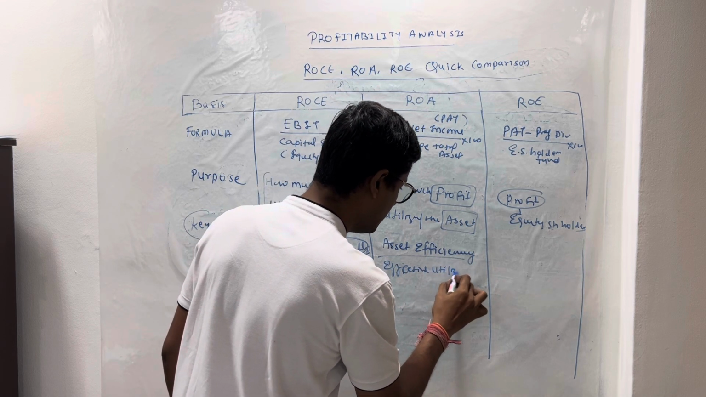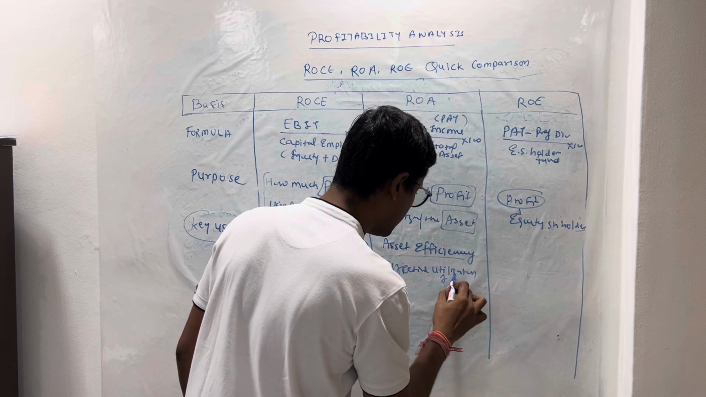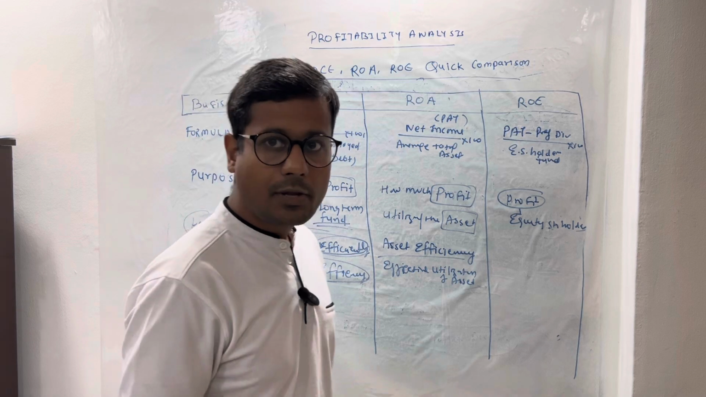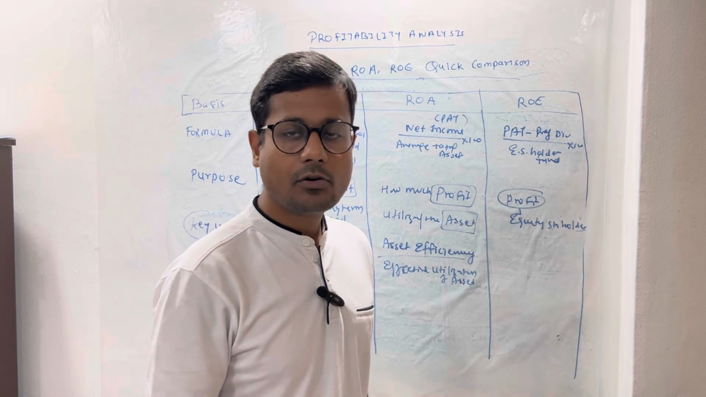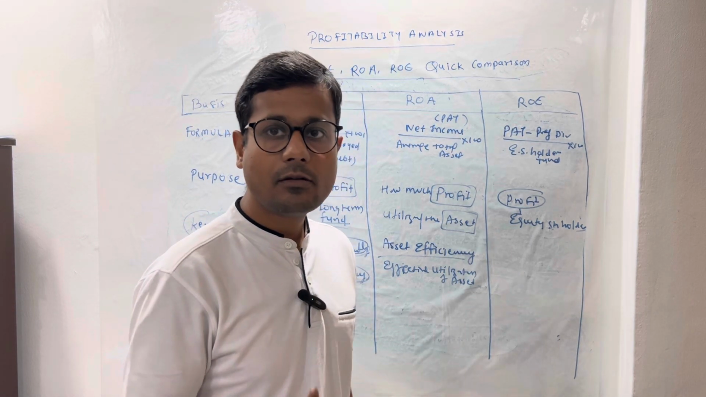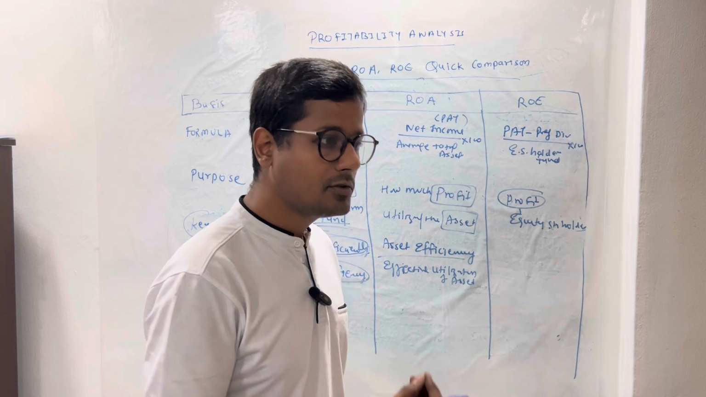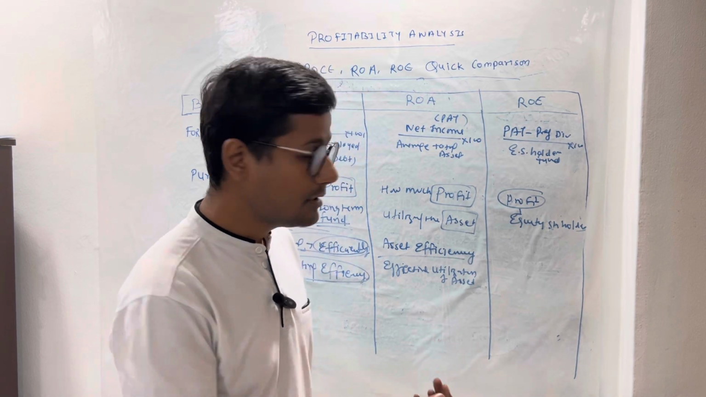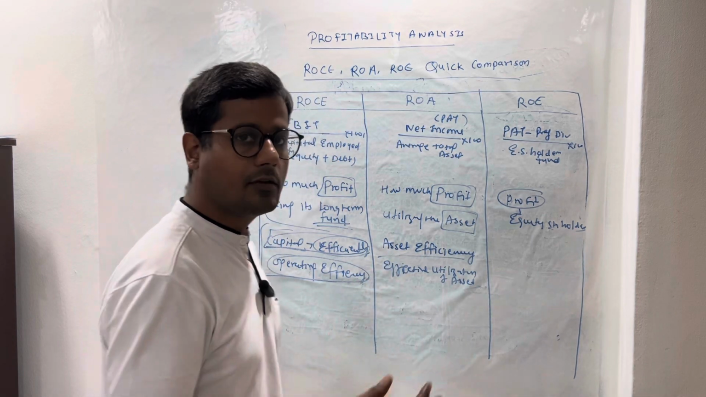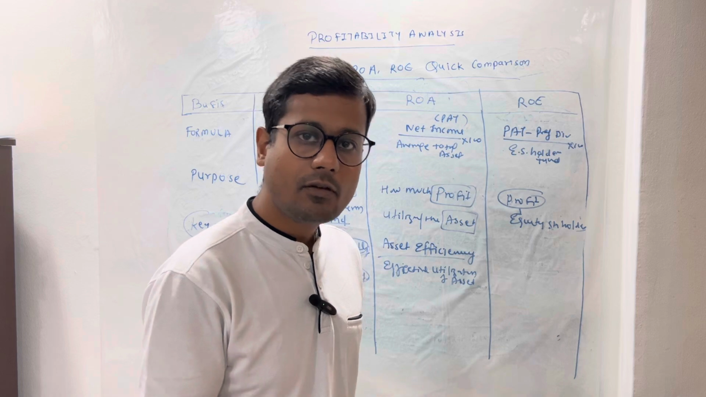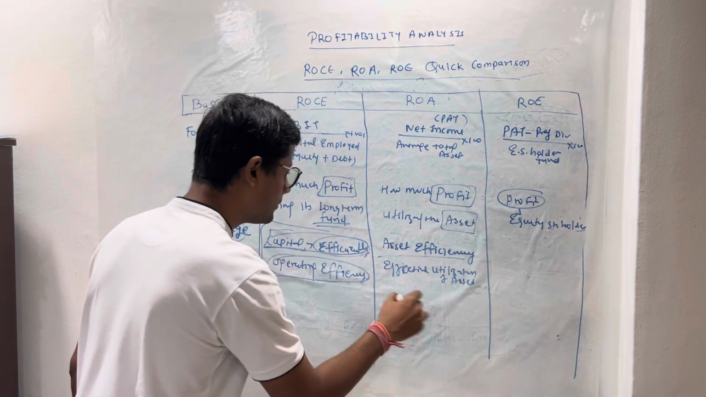Effective utilization of asset. So when you compare this formula with the peers or industry, then you would know whether the company is able to utilize its asset effectively or not. If the company is earning good profit through its asset, it means their asset efficiency is good. Asset efficiency is good, it means they are able to effectively utilize the asset. So that's what this shows.